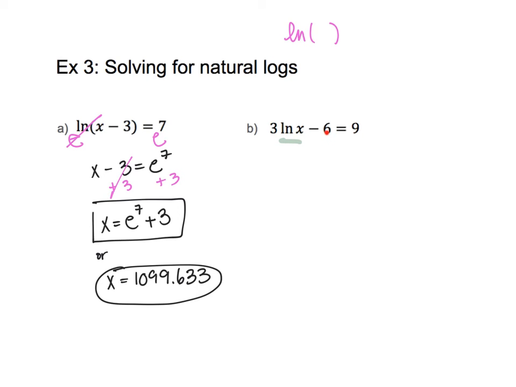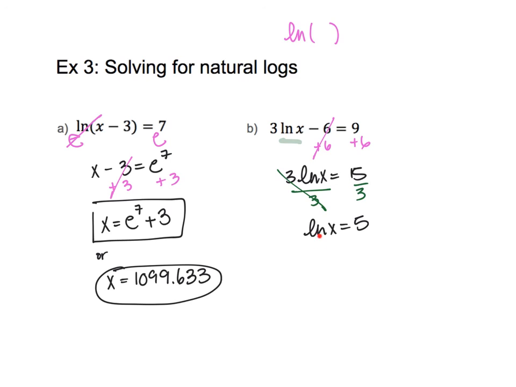So I have to remove this 6 and this 3. So remember, we have to add the 6 over first. You don't want to divide first. And then we have 3 ln of x equals 9 plus 6 gives me 15. Then I have to divide by 3. And so that cancels. And then I have ln of x equals 15 divided by 3 gives me 5.